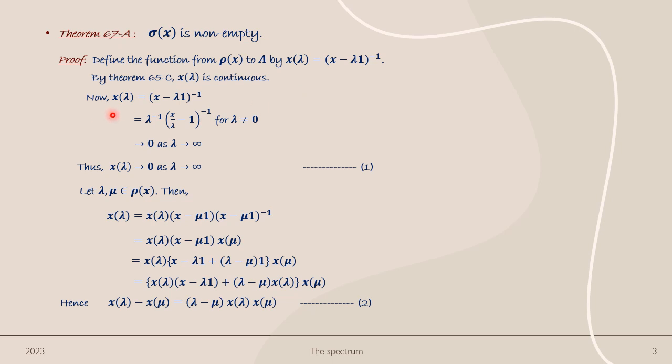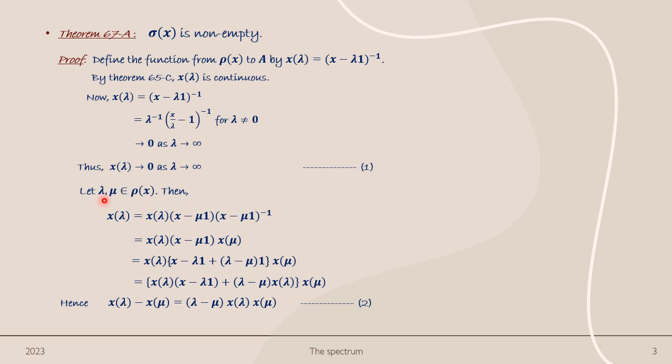Now X of lambda equals (x minus lambda 1) power minus 1. We can take lambda outside to have lambda power minus 1 into (x by lambda minus lambda by lambda 1, that is 1 only) power minus 1, for lambda not equal to 0. But as lambda tends to infinity, 1 by lambda tends to 0. So 0 into the vector is 0. So the right hand side tends to 0 as lambda tends to infinity, and so the left hand side X of lambda also tends to 0 whenever lambda tends to infinity.